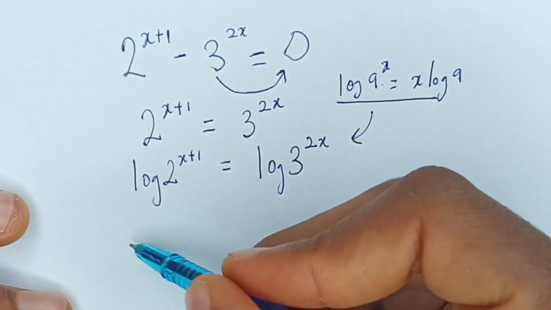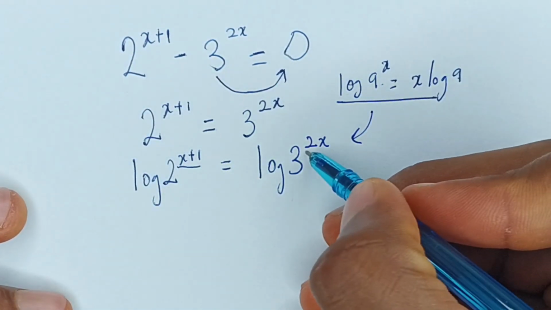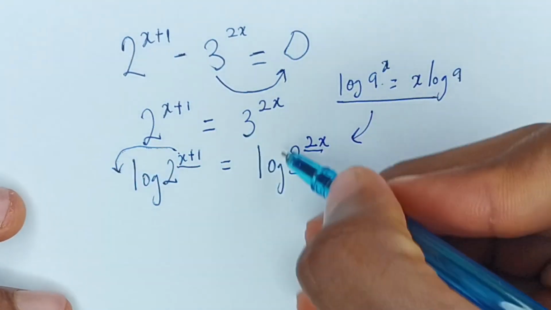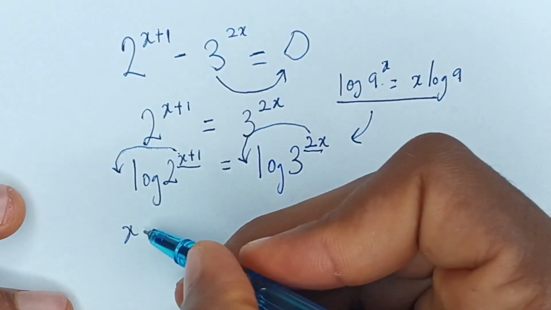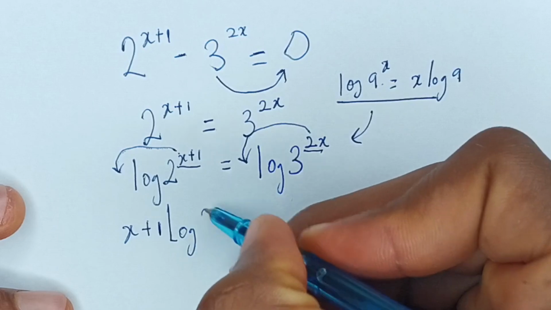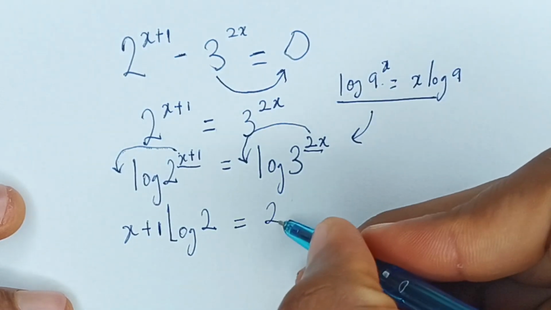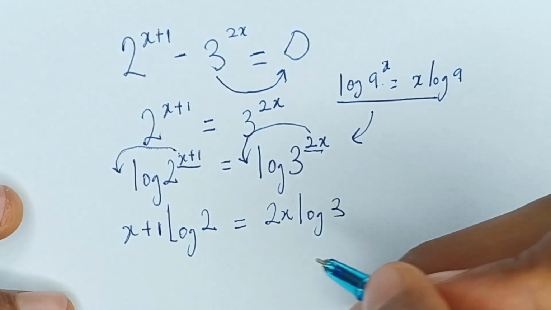All right, so this now is not the power. This is the power for this side. So we're going to use this power to multiply this log. I just want to multiply this log. Okay, so we'll have x plus 1 multiplying log of 2. All right, and also we have 2x multiplying log of 3.